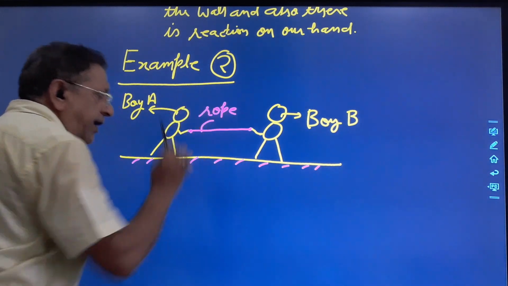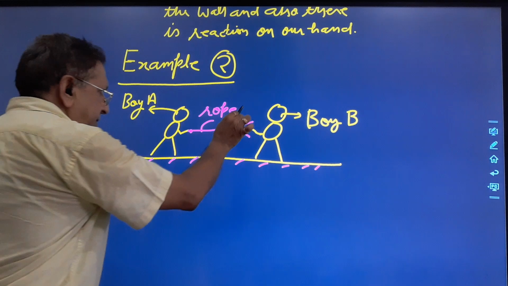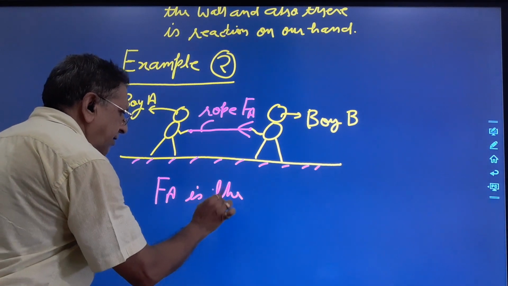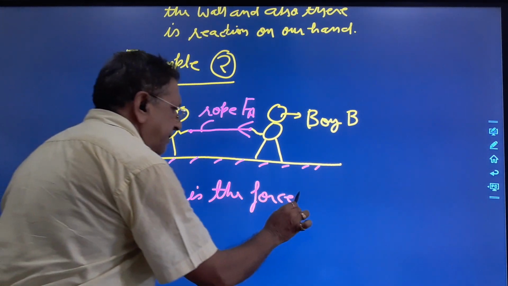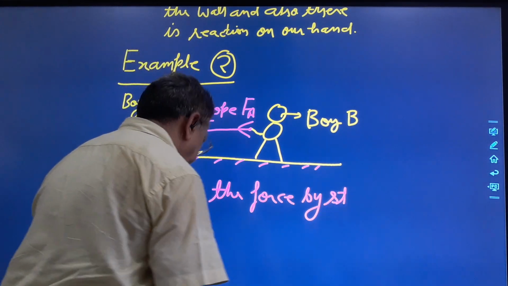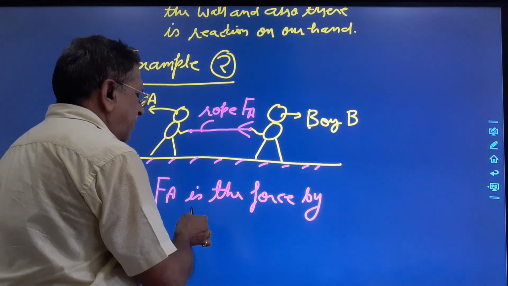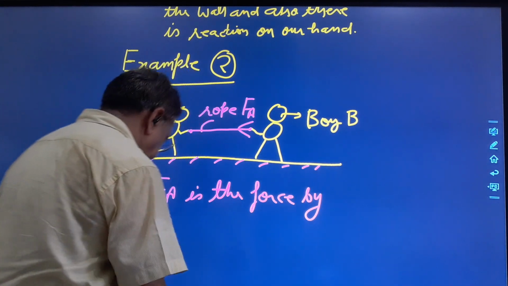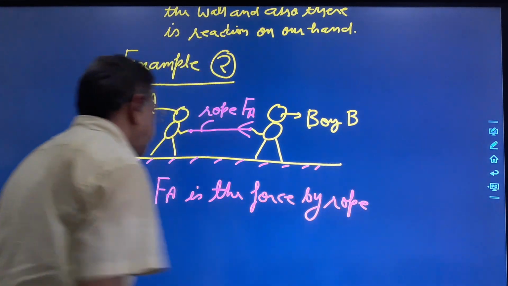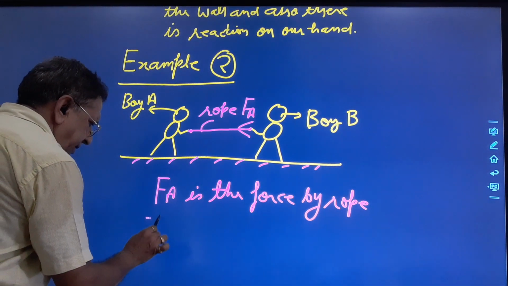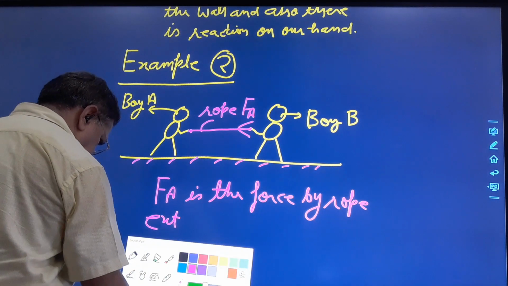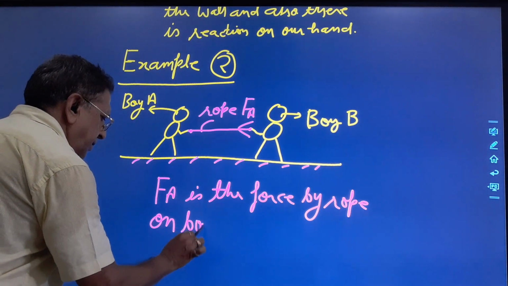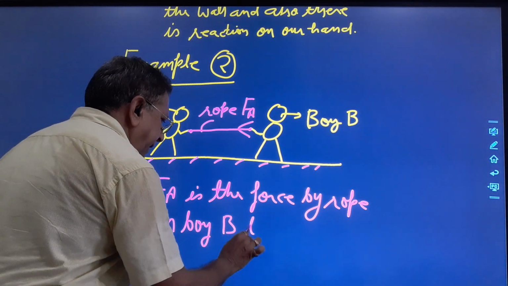This boy exerts a force on the other boy, that is Fa. Fa is the force by the rope on B by A.